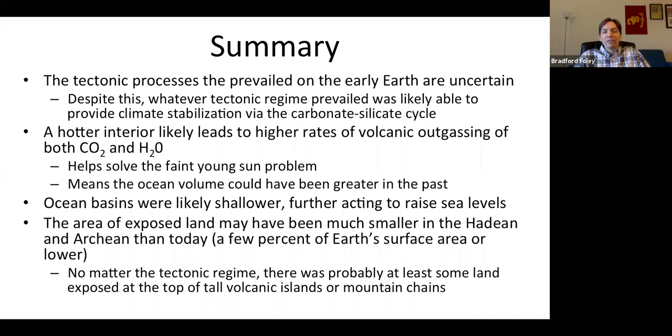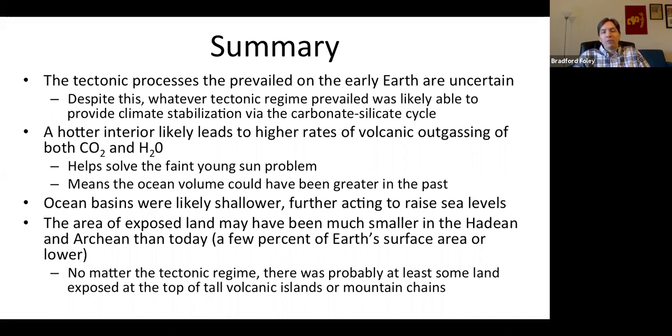But despite this, we can be pretty confident that whatever tectonic regime prevailed was probably able to drive at least some form of volatile cycling and carbonate-silicate cycling, right? And probably still able to provide these kinds of climate stabilization, climate regulating effects, right? A hotter interior is likely to lead to higher rates of volcanic outgassing for pretty much any volatiles. I focused on CO2 and water. All right, this is going to at least play some role in helping solve the faint young Sun problem. I won't say it solves it definitively, but at least helps.